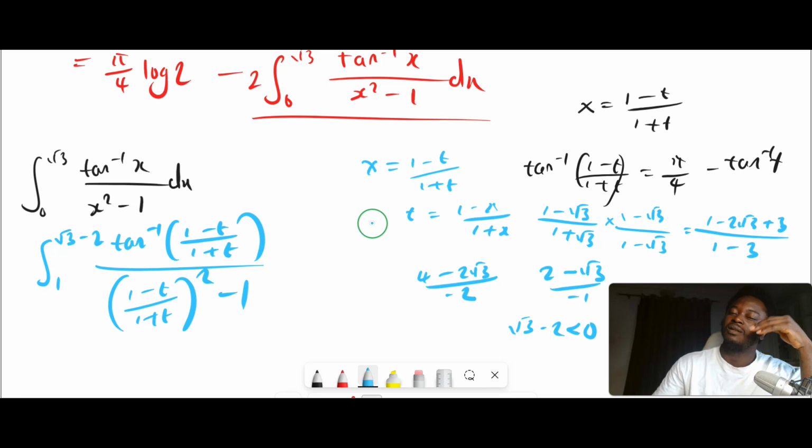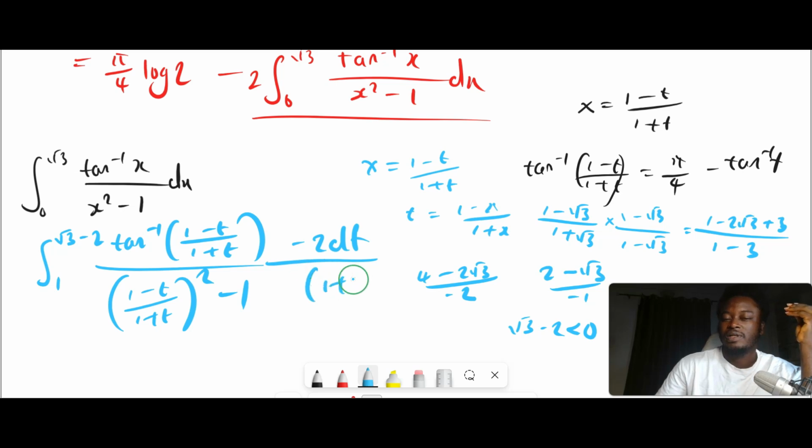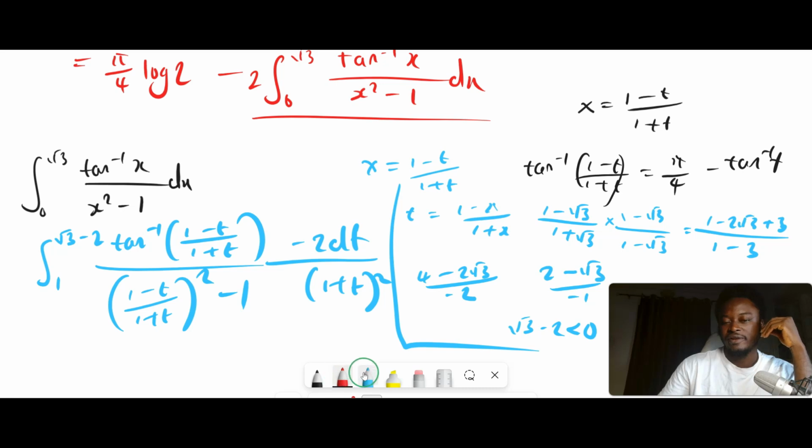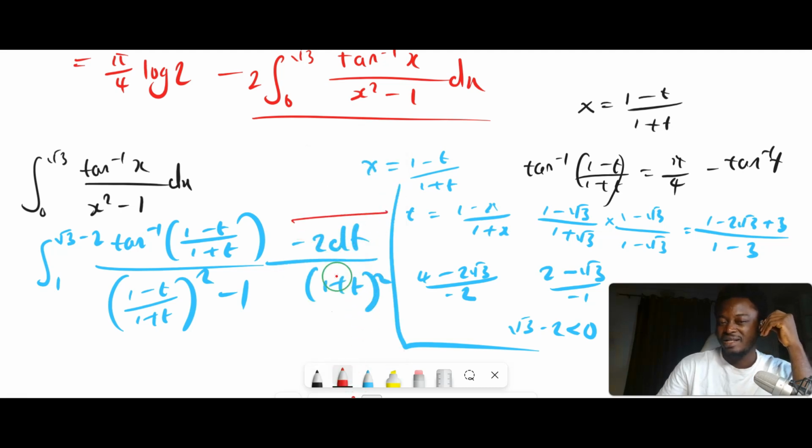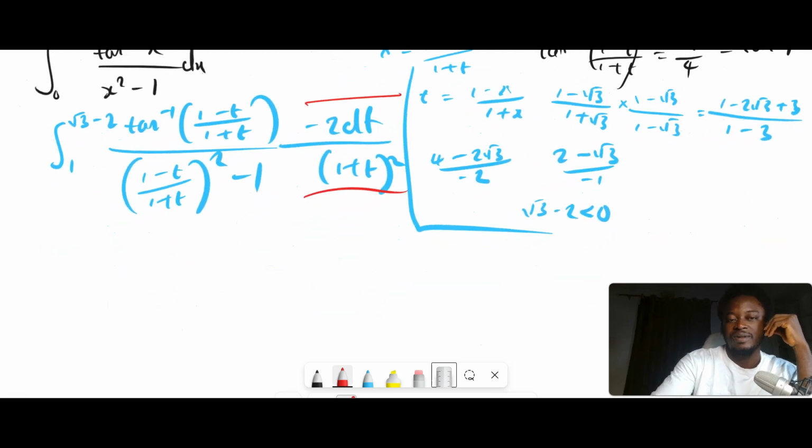Now the dx would be negative 2 dt all divided by 1 plus t squared. So keep that in mind. You can always verify this, but if you have done any math with Mobius transform, you should know that this is automatic. There's nothing to verify here. We all know the derivative on that aspect.